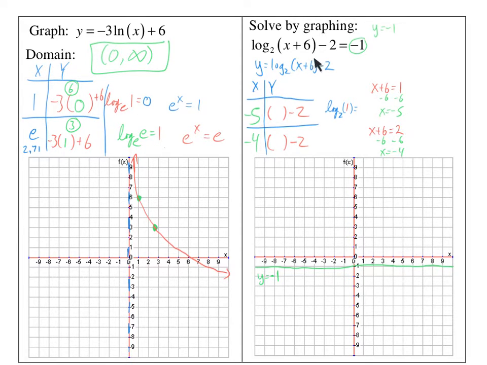Again, when you plug in negative 5, negative 5 plus 6 is 1. So what's the value? 2 to the what power is 1? Isn't that 0? So can we put a 0 right there?